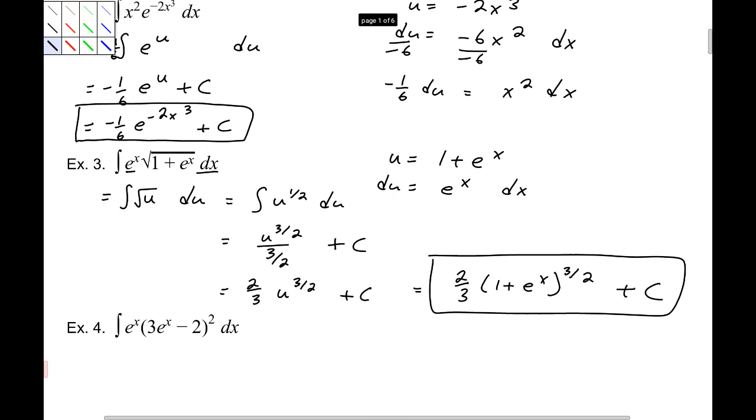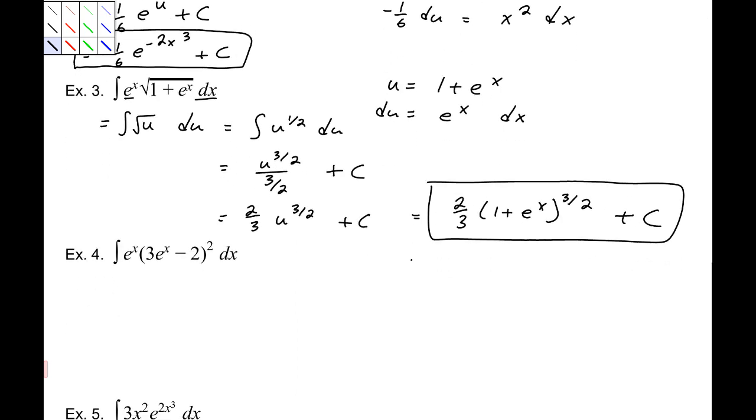We'll continue to use u substitution on number 4. My u is again going to be what's inside this parenthesis, the inside function there. So that is going to be 3e^x minus 2, which makes my du 3e^x. The derivative of the negative 2 is just 0. Now we need an e^x dx out here, so we'll move the factor of 3 and make that 1/3 du equals e^x dx.